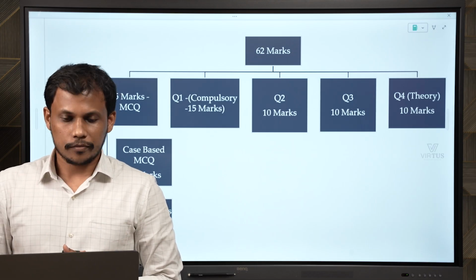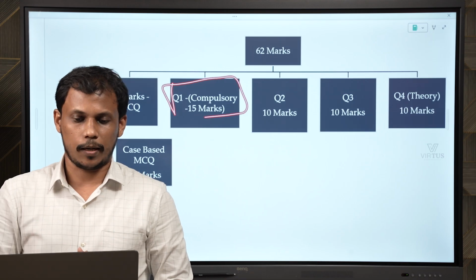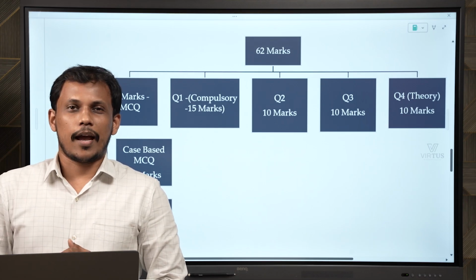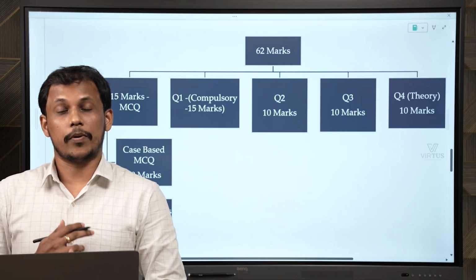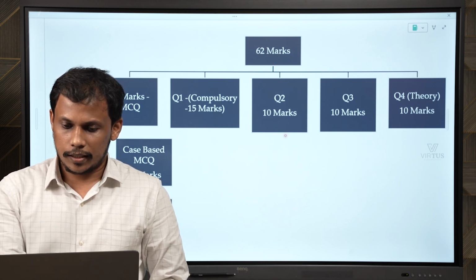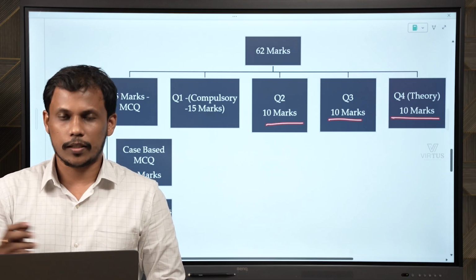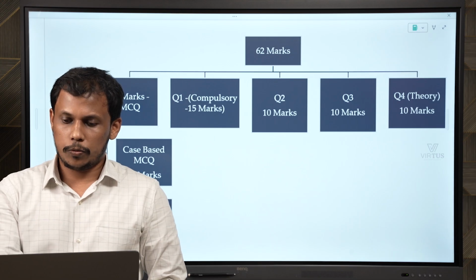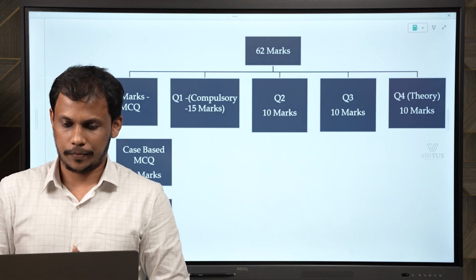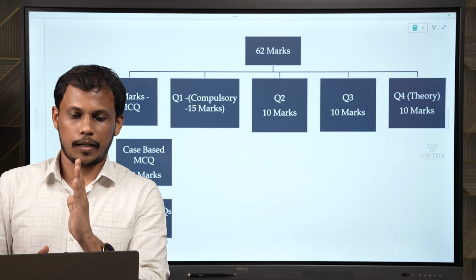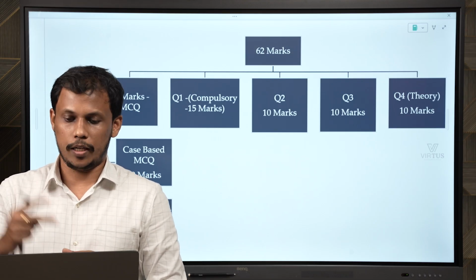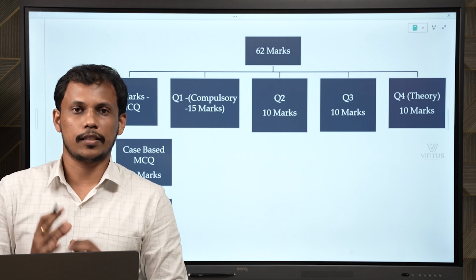Then comes the descriptive part. As you know, question number 1 will always be compulsory and it comprises 15 marks, usually asked as 5 marks each, and we cannot say any particular question or topic will come from this area. Every time it keeps on changing. Next, question 2 is 10 marks, and questions 3 and 4 are also 10 marks each. From 2, 3 and 4, we have to select 2 questions. So you got your MCQ 15 marks, compulsory question 15 marks, and out of 2, 3 and 4 we select 2 questions, which come to 20 marks. So out of the total 50 marks, this is the way to answer.